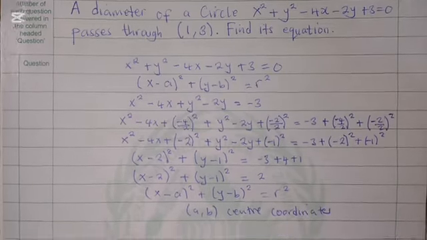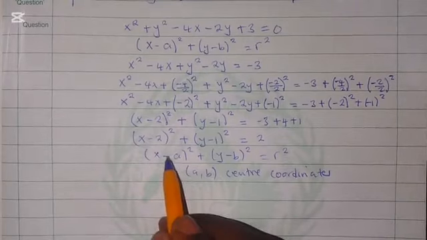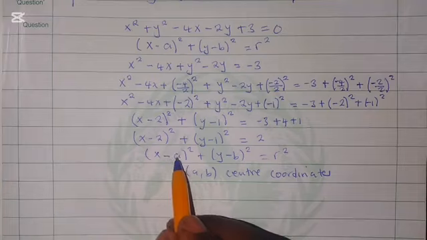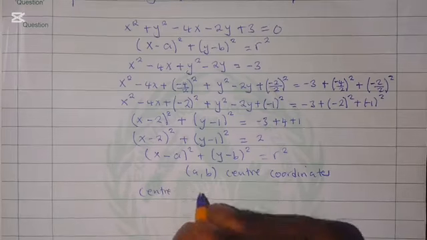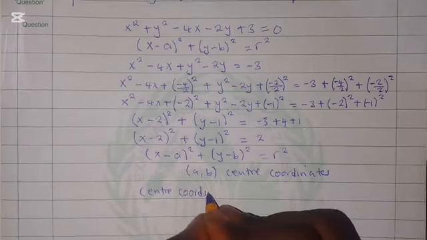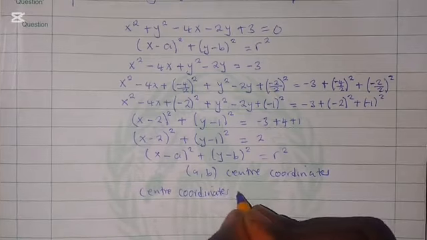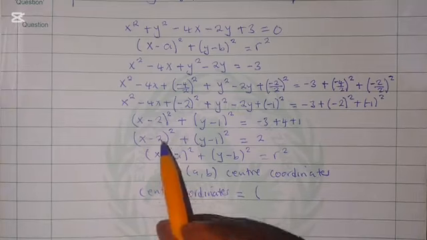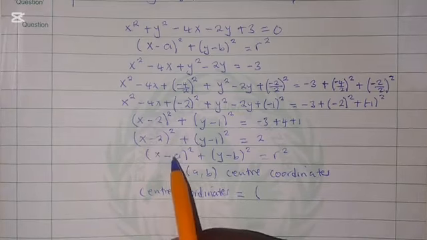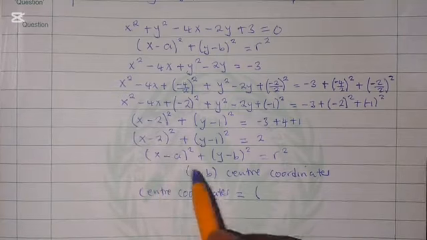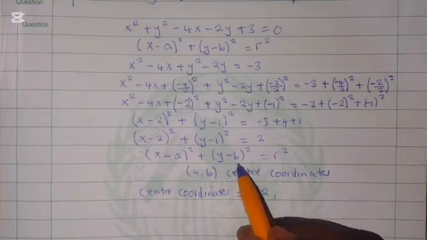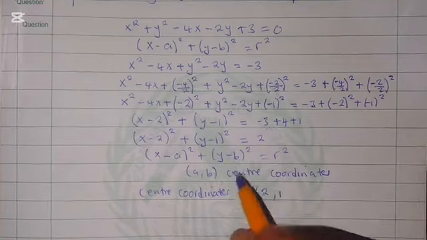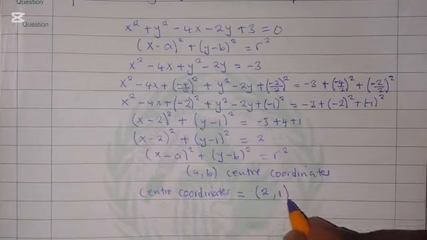So what you do is you just compare. You look here, there is a minus 2 and here there is a minus a. So we just compare. So write center coordinates equal to, so here we have a minus 2 and here there is a minus a. So minus minus a is positive, so the value of a is 2. Then here minus 1 and minus b, so the value of b is 1 because the minus minus will go. So the center coordinate will be (2, 1).